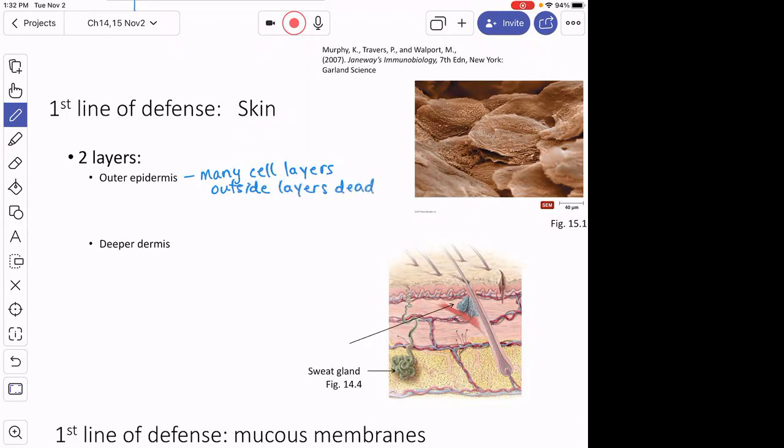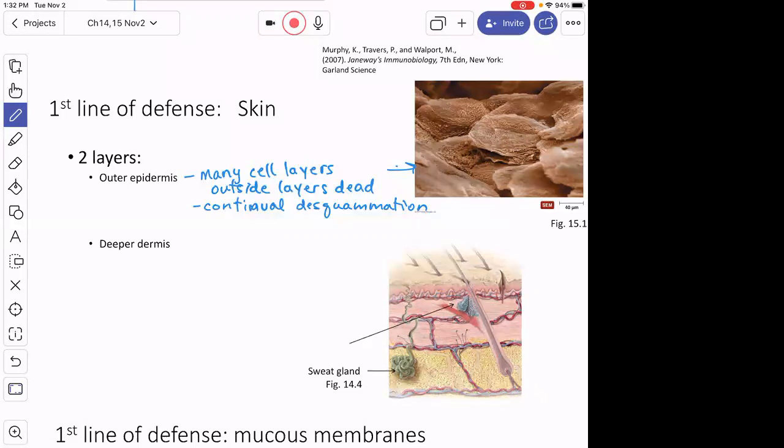Okay, so if you look at this scanning electron micrograph of our outer layer of skin, those look like dead cells. They're dry, they're flaky, and they're continually being sloughed off. Okay, so continual, we call that desquamation, meaning we are continually losing layers of dead cells. Okay, so you might wonder, well, where do all these dead cells go?